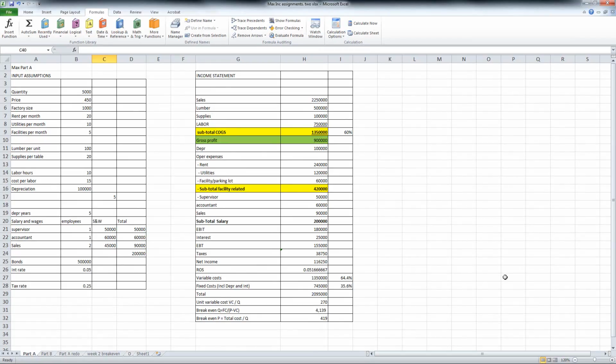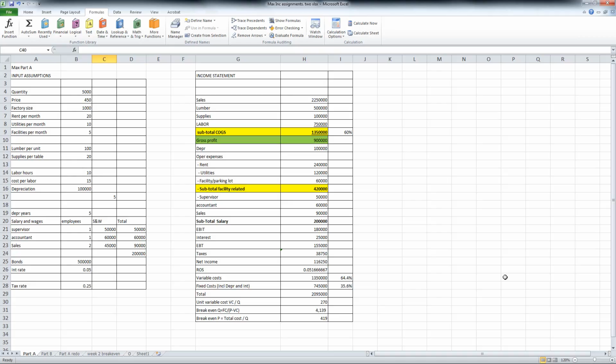What I typically like to do is take the information that I have for a situation, or in this case this problem, and on a piece of paper on the left side, I would put down the information that is provided in the problem. And on the right side, I would put the information that I'm trying to solve. So on this Excel spreadsheet, on this tab for part A, on the left side, I have listed information that the problem gave us: the quantity, the price, the factory size, the rent per month, the utilities per month, facilities per month, and so on. And on the right side is the income statement.